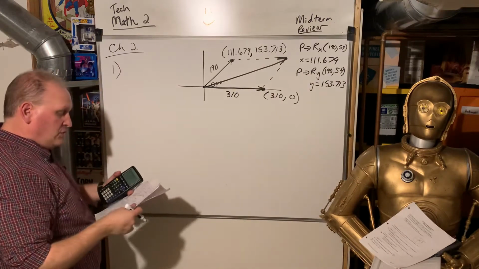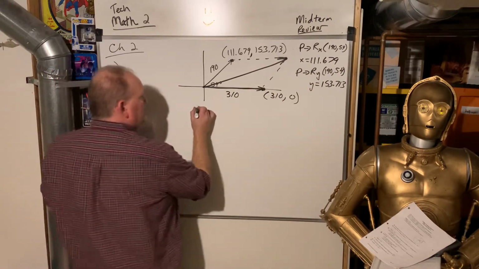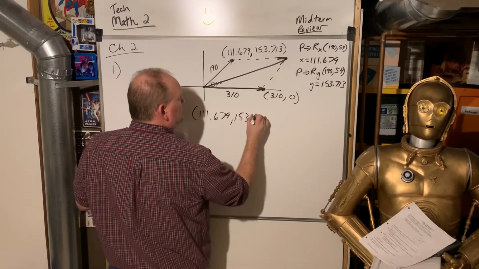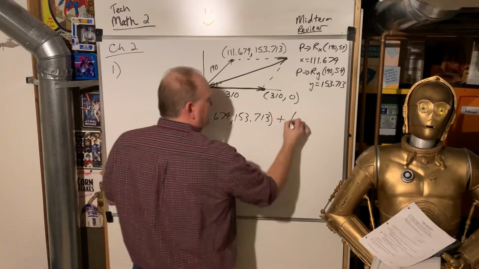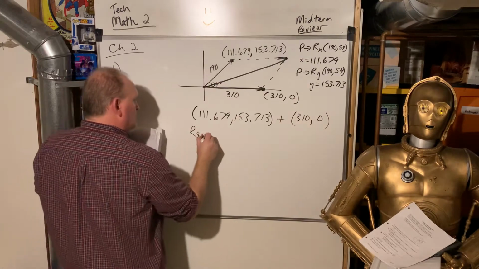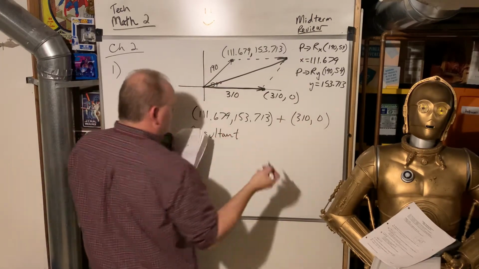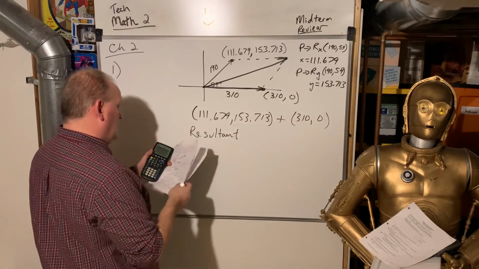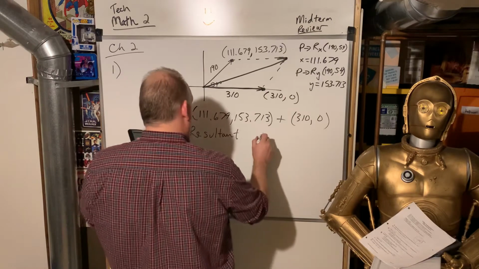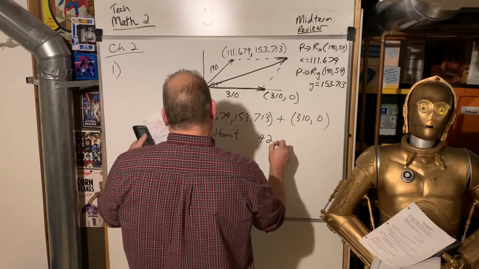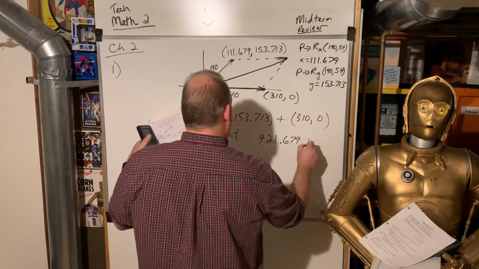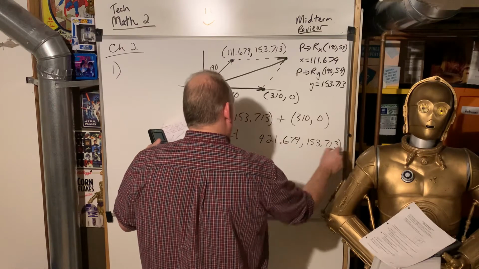And then remember what we do. We add them up. So we take that 111.679, comma 153.713 and add it to 310, comma 0. And that will give us this resultant vector. So our resultant in rectangular form is, what does that work out to be? 421.679, comma 153.713.